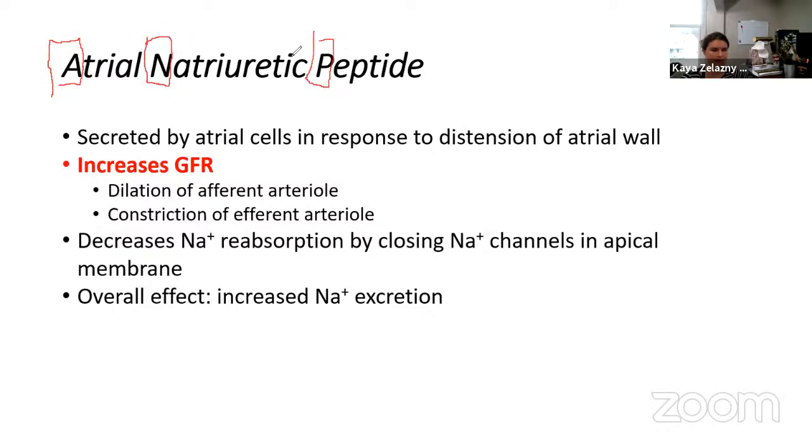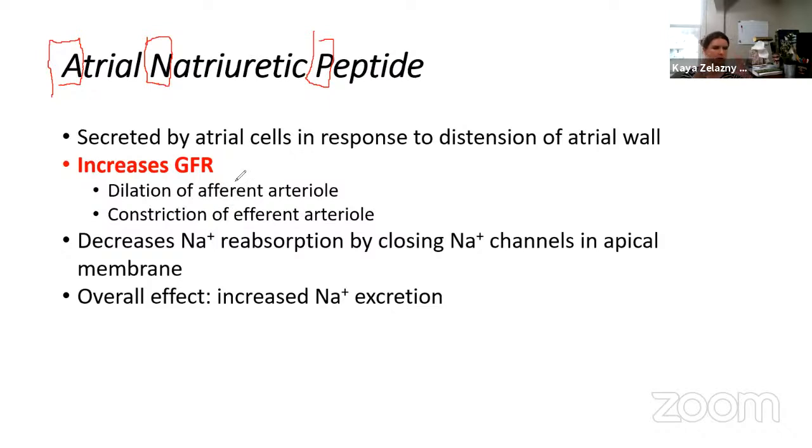Okay. And so ANP is a signal from atrial cells, so from the heart, in response to distension of the atrial wall, which really just means stretch, right? So stretch of the atria tells you that there's a lot of blood coming into the atria. It tells you that you have a bunch of pressure there, right? So ANP is going to increase glomerular filtration rate. So it's going to increase the amount of fluid moving from the glomerulus into the nephron, right? It does this by dilating the afferent arteriole.